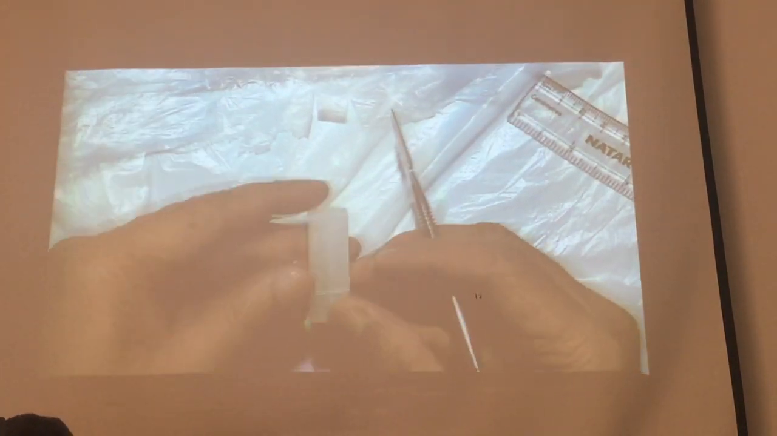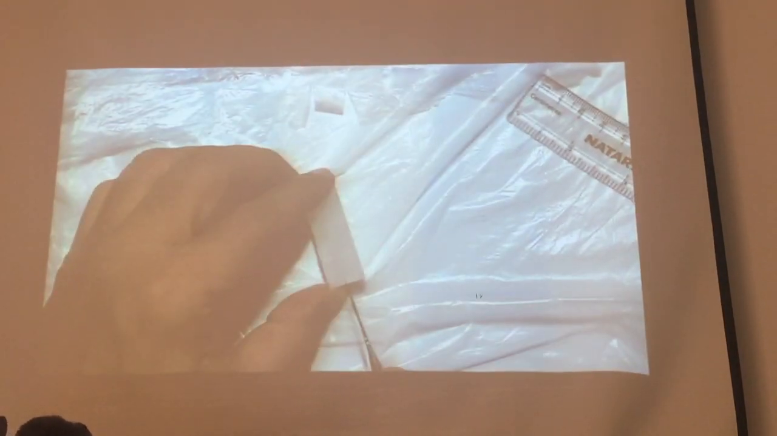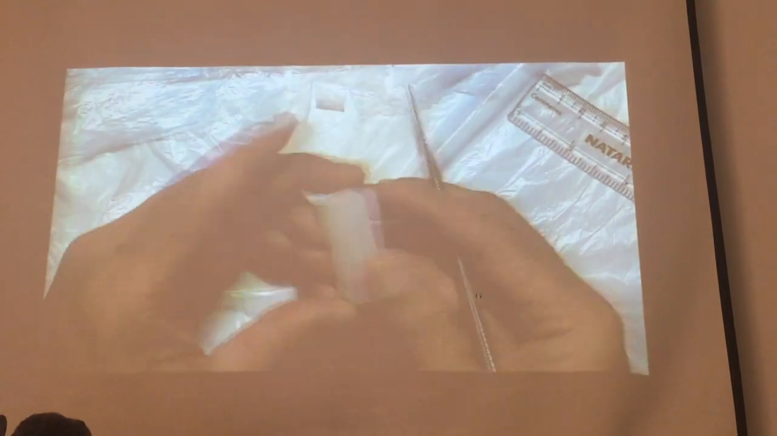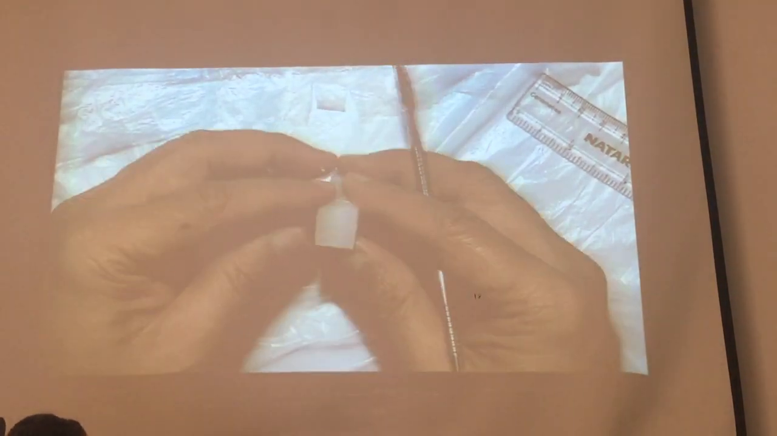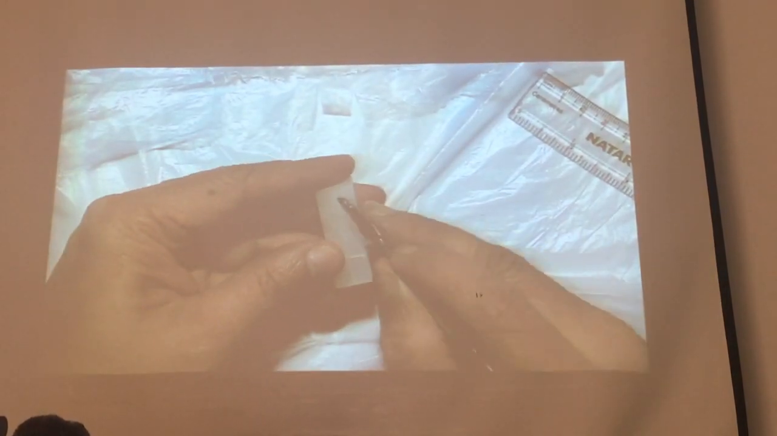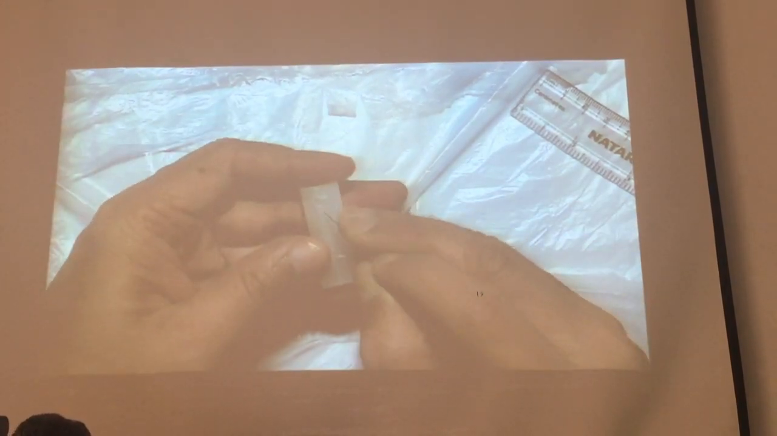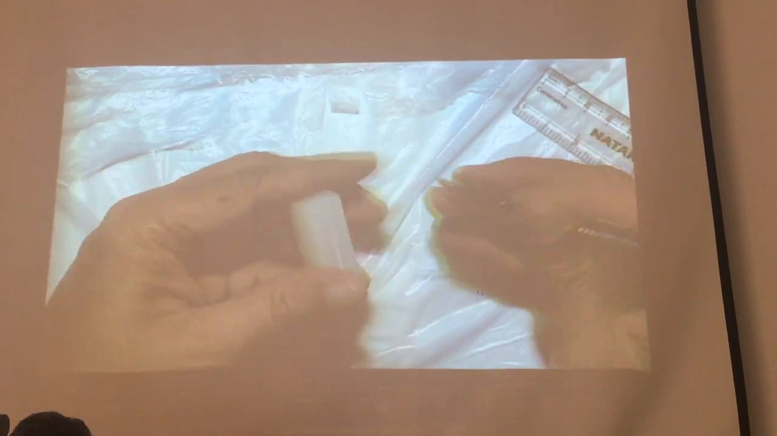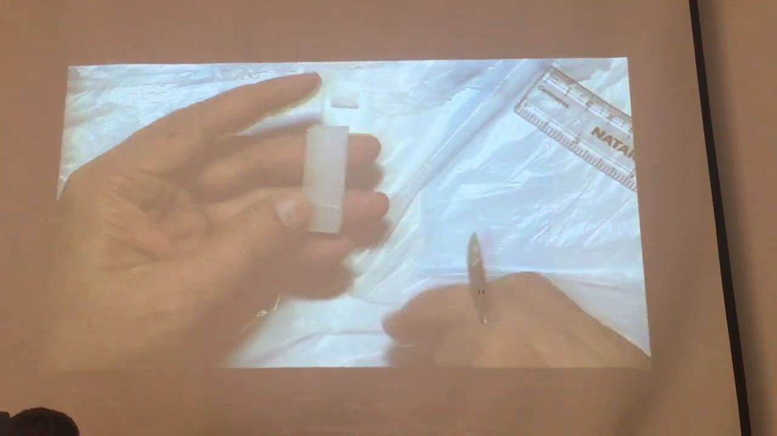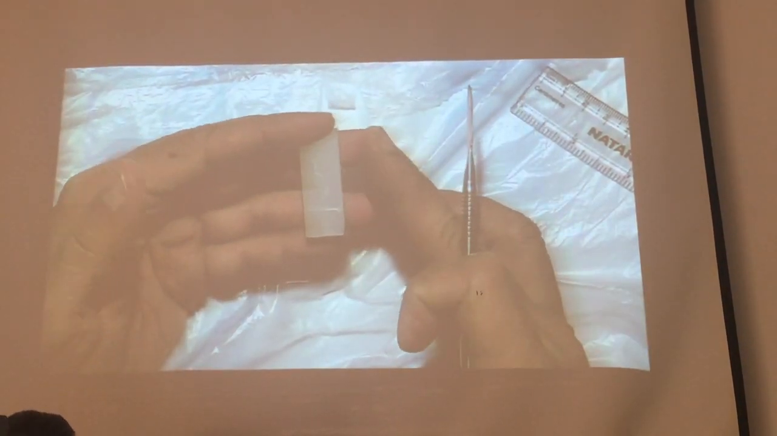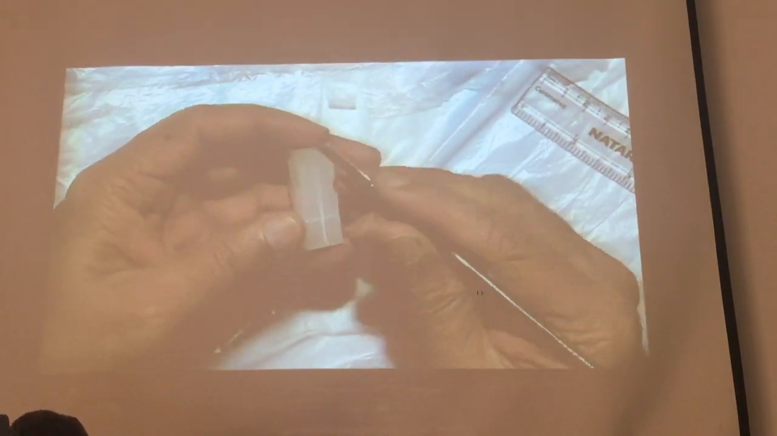Okay? On all the four sides, the first thing you need to do is mark the sides. Okay? This is your labial side. Okay? Palatal side. We are carving the maxillary lateral incisor. On the right side, mesial side on the right side.